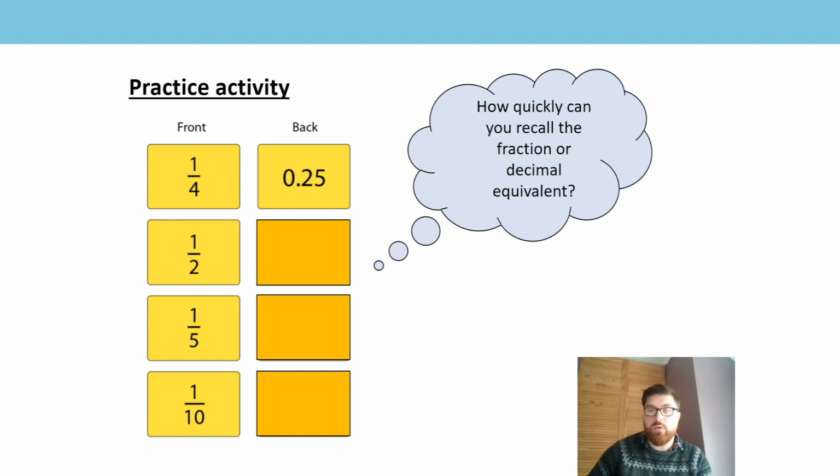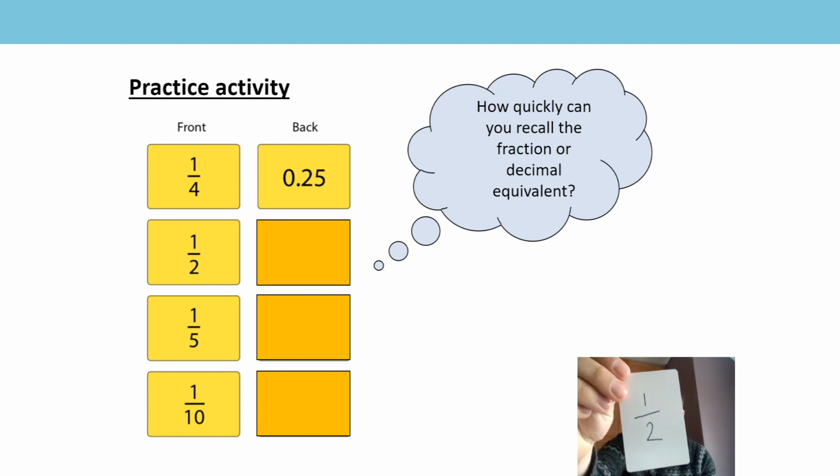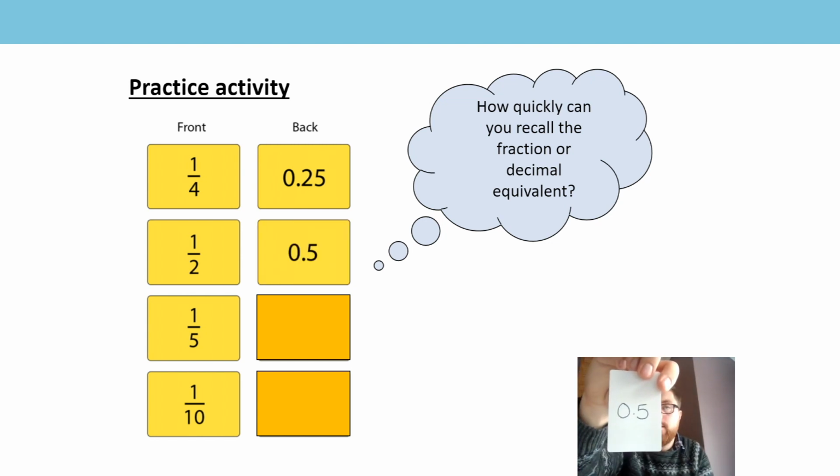Let's have a look at the next one. I've got 1/2 on the front of my card. What do you think is on the back? Shall we see? That's right. 0.5 is equivalent to 1/2. My next card is 1/5. What do you think is on the back of my card? You got it? Shall we see? Of course, it is 0.2. Did you get that? Of course you did.